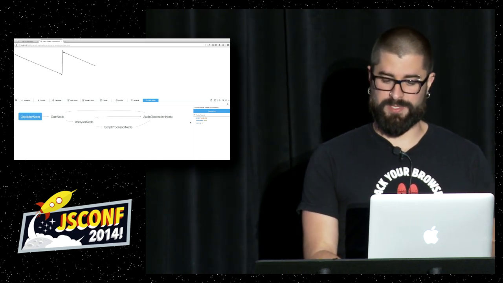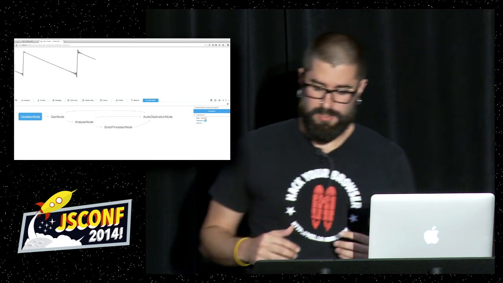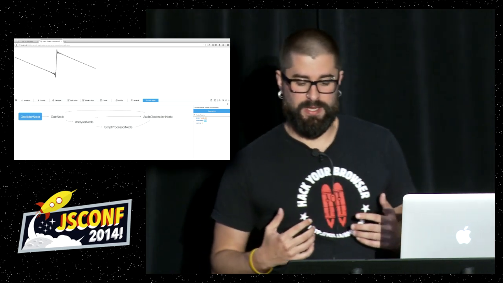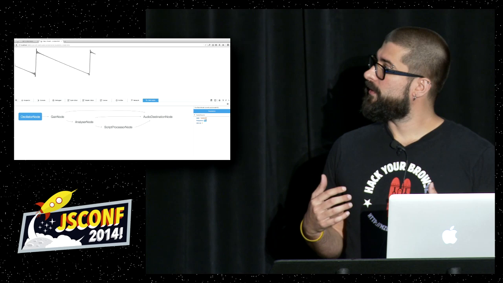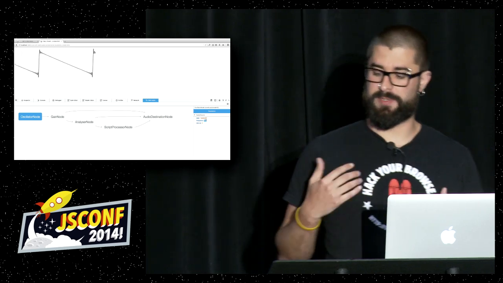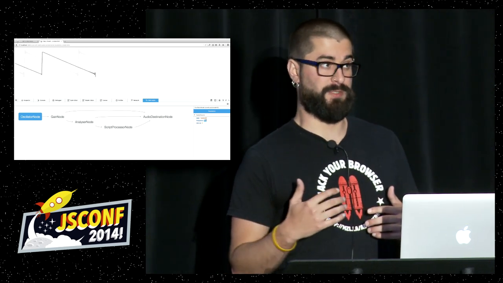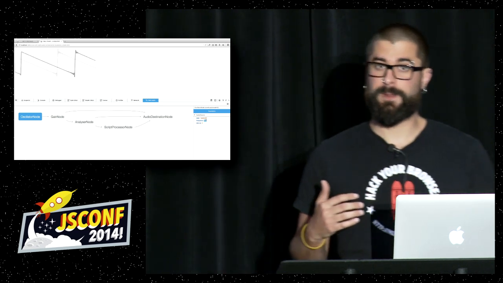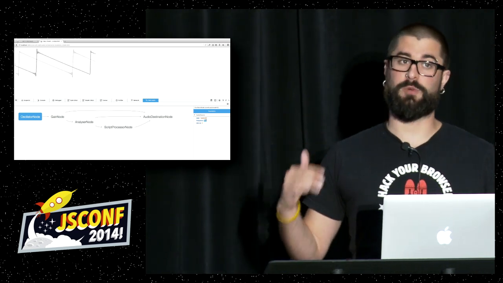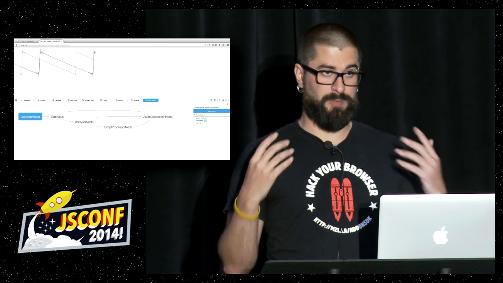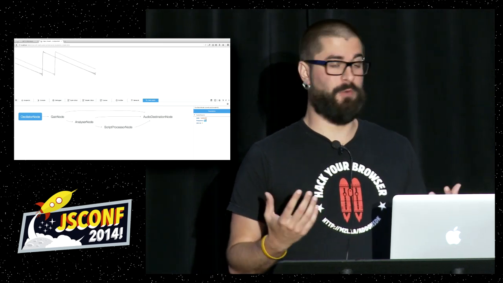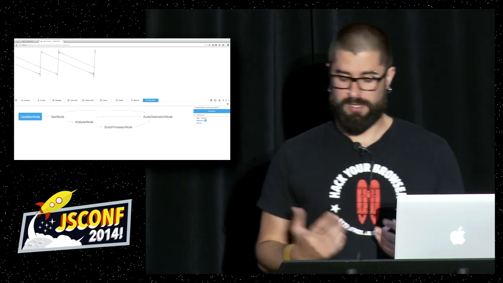And we can also change the frequency. So the frequency is measured in hertz, and it's a unit that represents how many times per second this periodic wave cycles. So at 440 hertz, this shape is repeated 440 times per second. And that's what we perceive as pitch. So 440 is a concert A4.